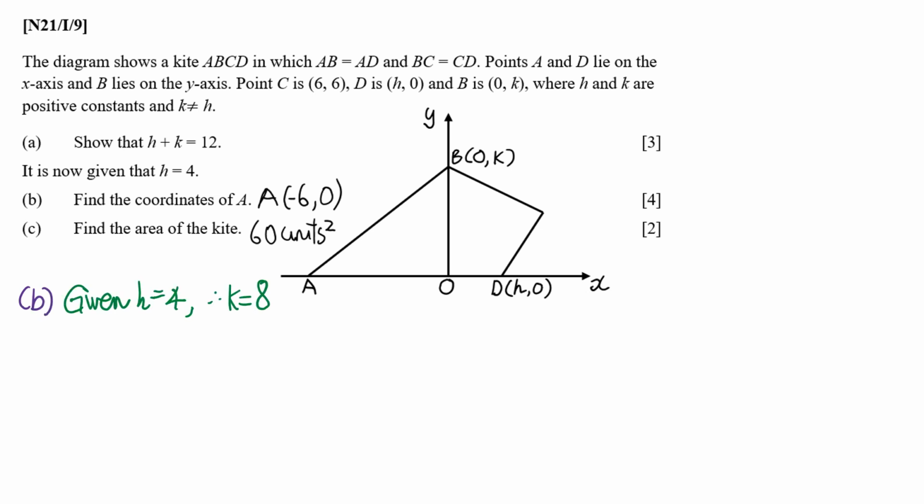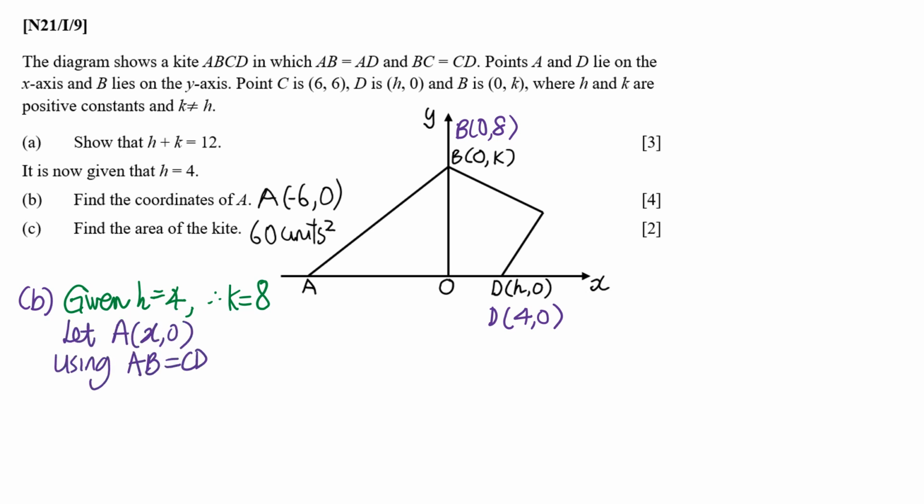And you end up getting k equals 8. So with h equals 4 and k equals 8, you will be able to know the coordinates for point B and point D. So in this case, we can go on to use the first information given to us.